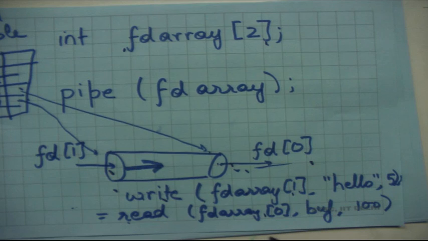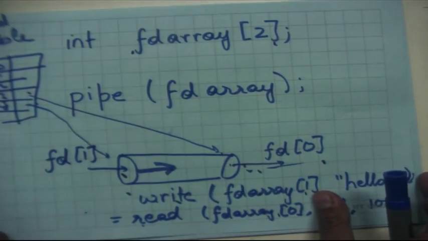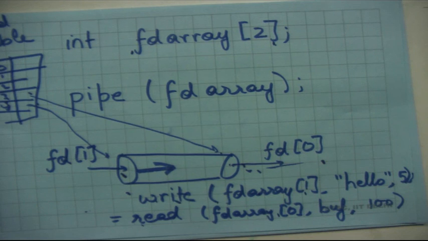But this doesn't sound very interesting. I mean, if I just write and then I read, what's the point of doing this through a pipe? I could have just done it internally. I didn't have to involve the OS in doing this. But what this allows you to do is inter-process communication across processes.